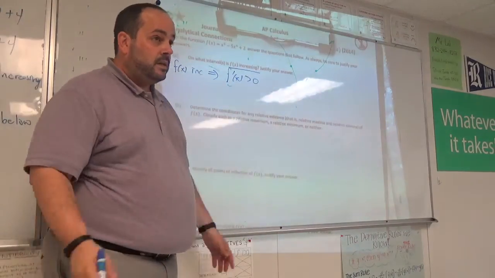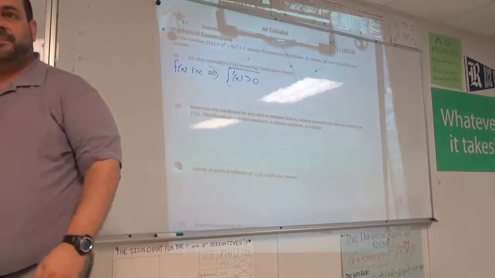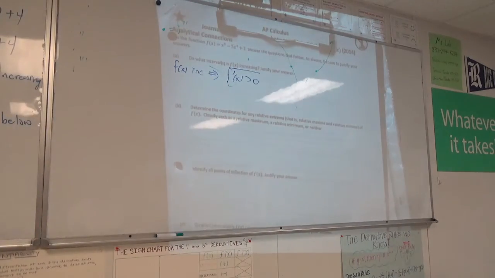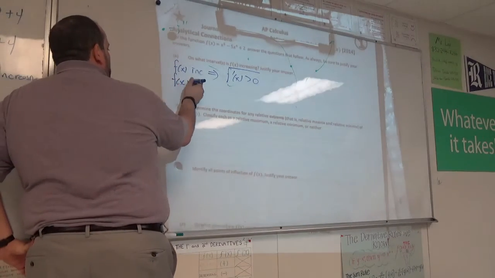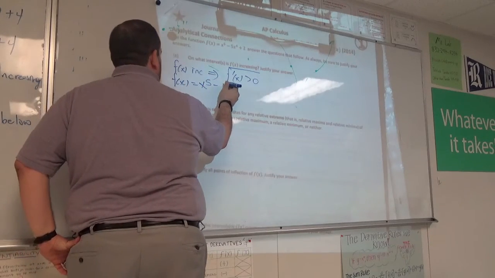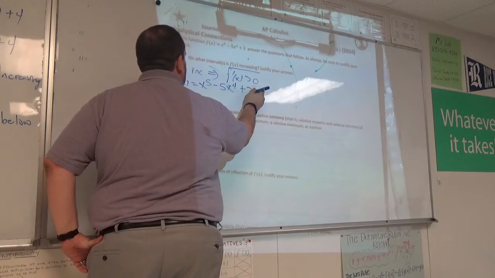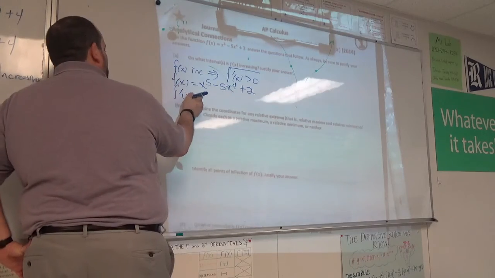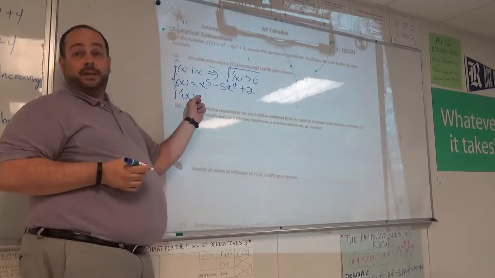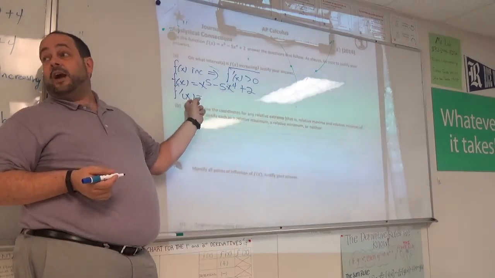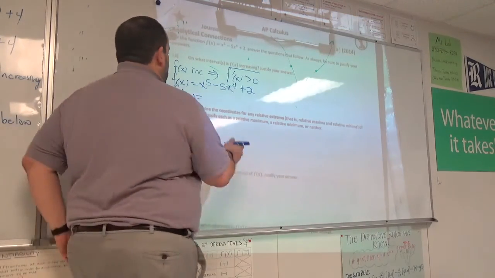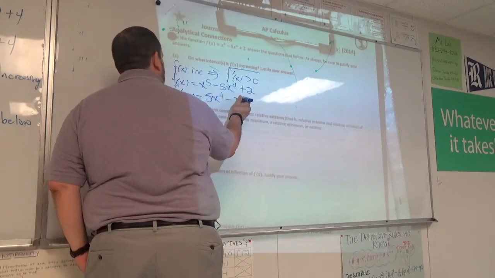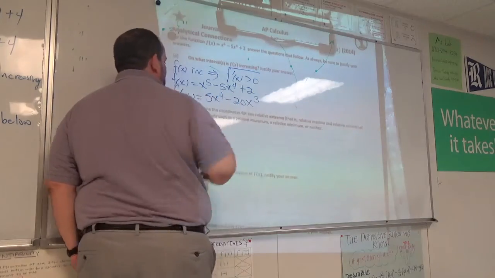Good. What's f prime? Do you know it? Yeah, you can solve for it. You know that f of x is x to the 5th minus 5x to the 4th plus 2. I didn't give you the graph, but you've got the power rule. So f prime is 5x to the 4th minus 20x cubed.